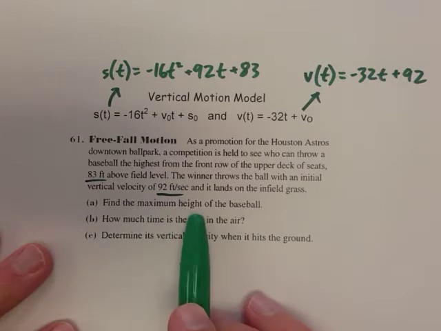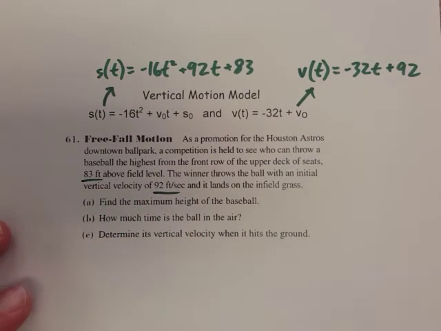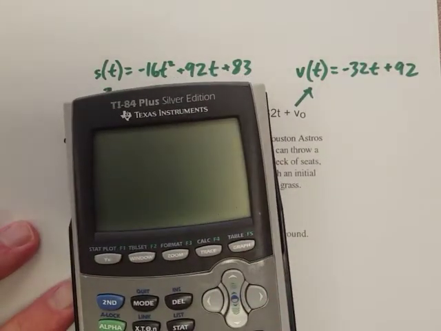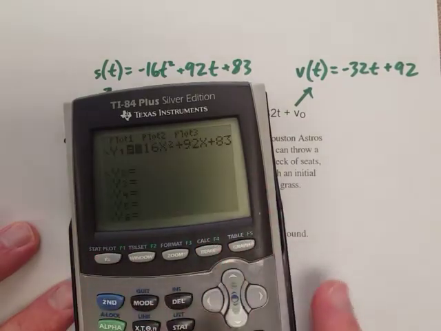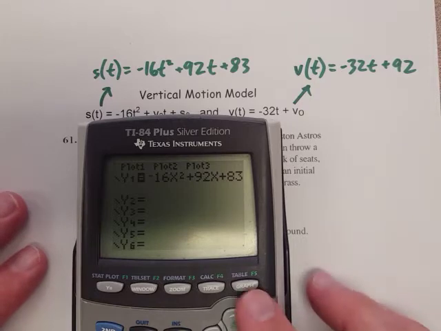So now we've got to go down to these problems, and we've got to see, all right, part A, find the maximum height of the baseball. That's going to be from our s of t formula. So what I'm going to do with that is enter it into y equals, as you can see right here, and then graph it.